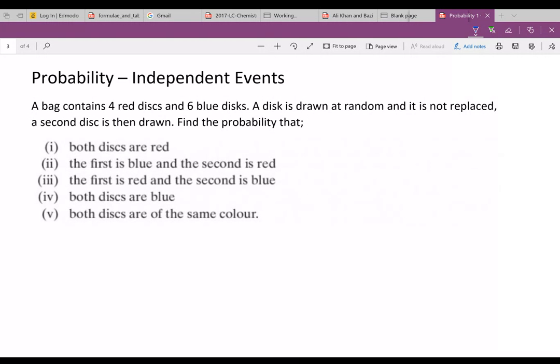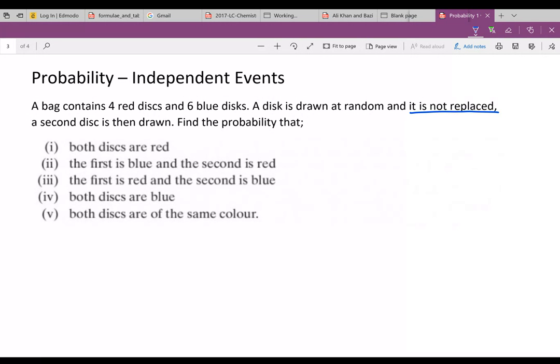So in this case, a bag contains 4 red discs and 6 blue discs. A disc is drawn at random and it is not replaced. Okay, so just be careful about how the questions are worded, because if it is replaced, then in each case you have 10 discs, and the probability of the first one absolutely doesn't affect the probability of the next at all.